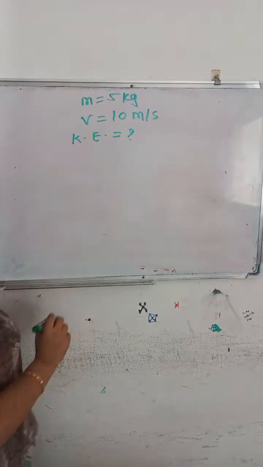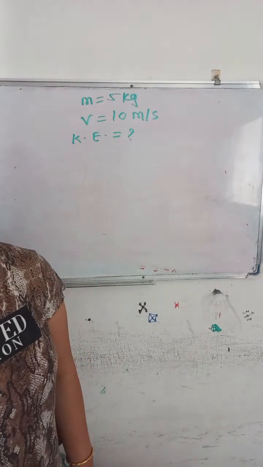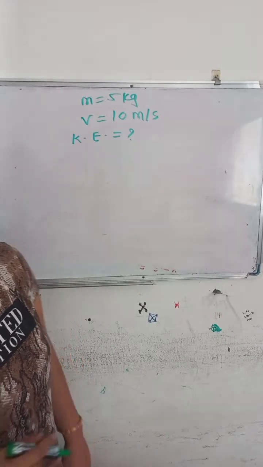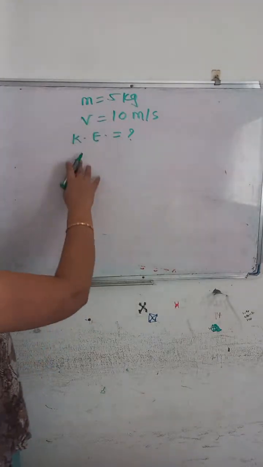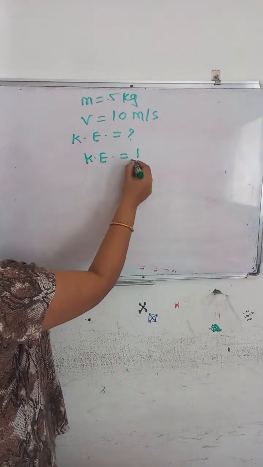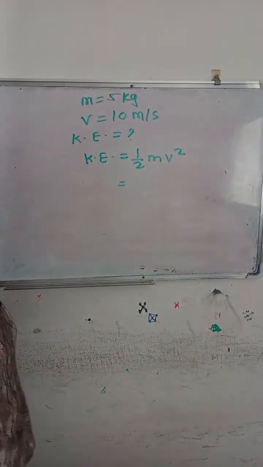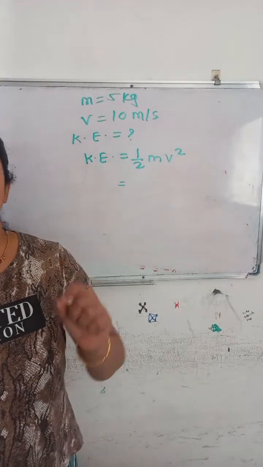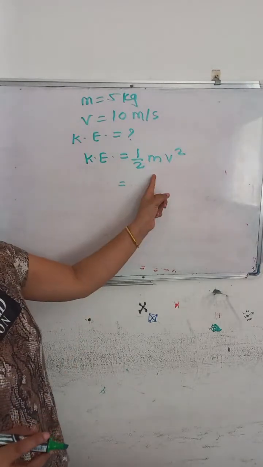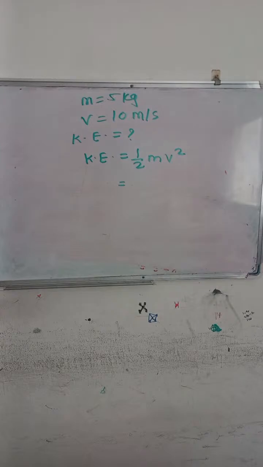Always remember, if the values are given in centimeter or second, then convert them into meter. If gram is given, then convert it into kg and then solve. Here the values are given in the standard form, so we can write the formula. Kinetic energy is nothing but half mv square. Always remember you have to write the formula first. For writing the correct formula you will get half a mark, and for substitution you will get another half mark. Don't lose these marks.